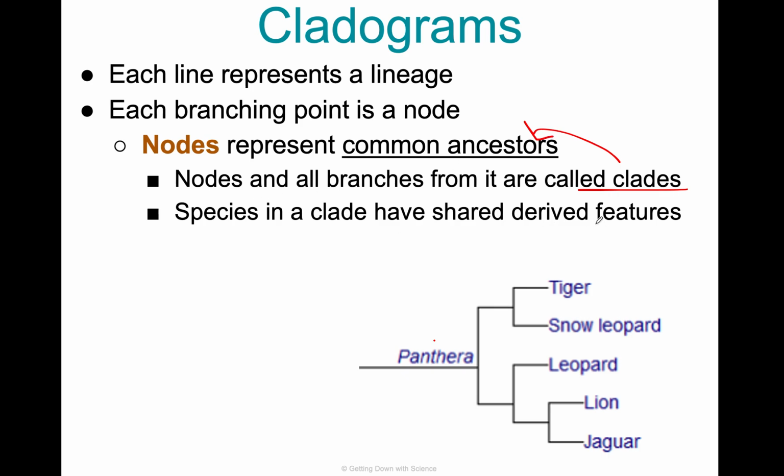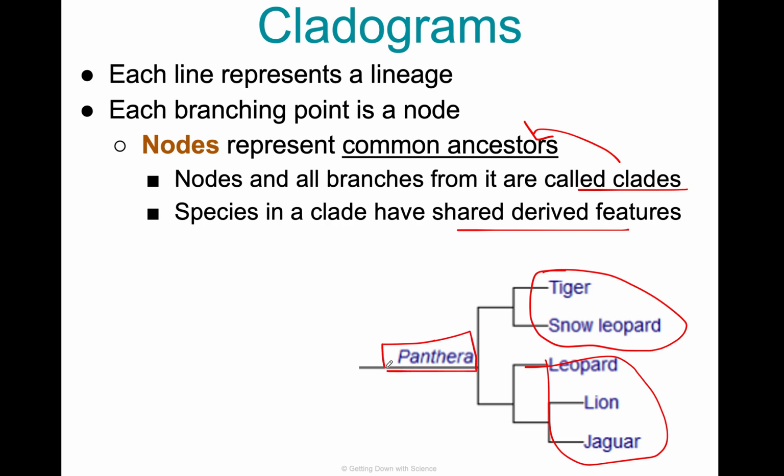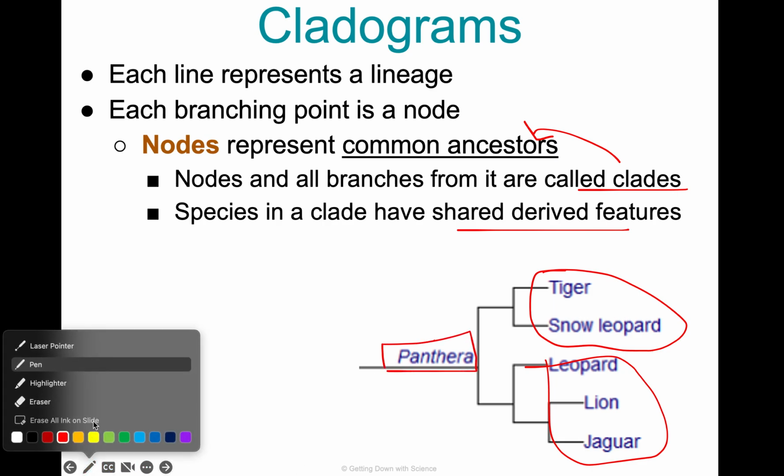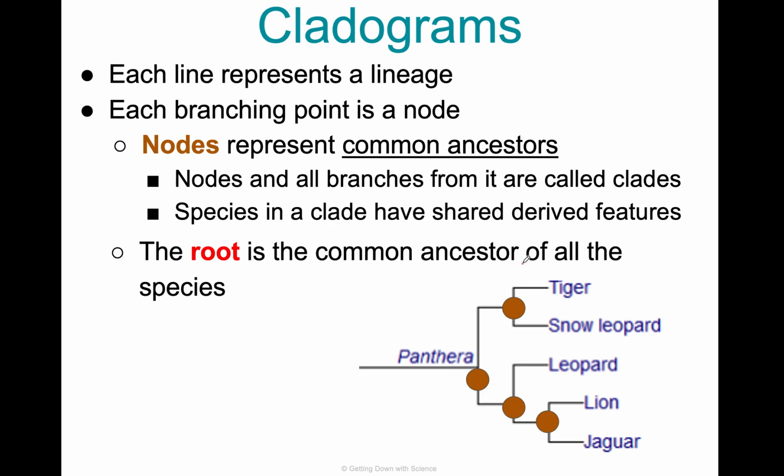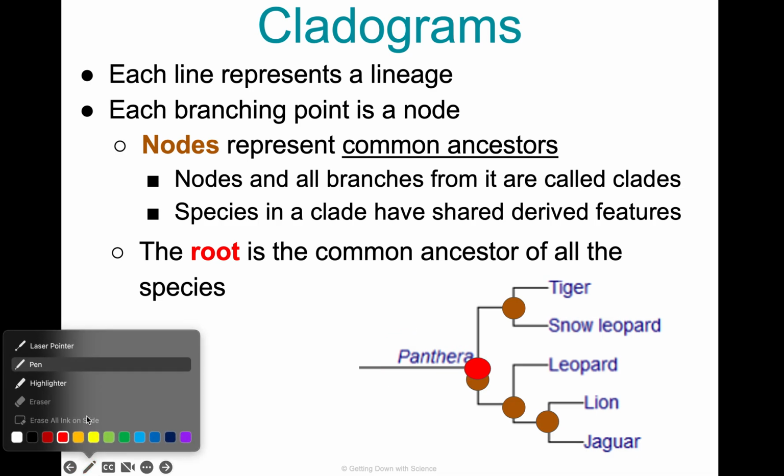A species and a clade have shared derived features. So, for example, tigers and snow leopards have shared features that are distinct and separate from the lion, the tiger, and the jaguar, but they are all of the genus Panthera. That's where the band got their name. There you go. There's a node. There's a node. There's a node. There's a node. The root is the common ancestor of all species. Again, we have that right there with the Panthera. Pause here to take notes.